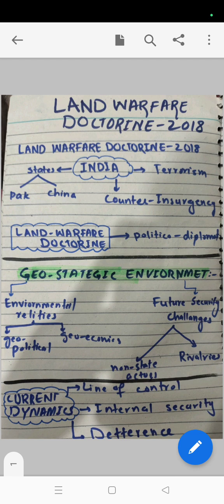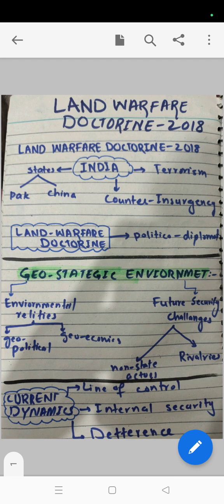Then if we go towards the second proposition, this is the future security challenges. So for India, there are two types of security challenges in the future. Number one is the non-state actors, and number two is the rivalries. Non-state actors, as already discussed, are the different insurgent groups and the terrorist groups. And the rivalries are China and Pakistan, and these are the main security dilemma for Indian sovereignty. For this reason, they have made a very significant move towards the land warfare doctrine, and this compelled them in 2018 to issue a very specific and important land warfare doctrine.